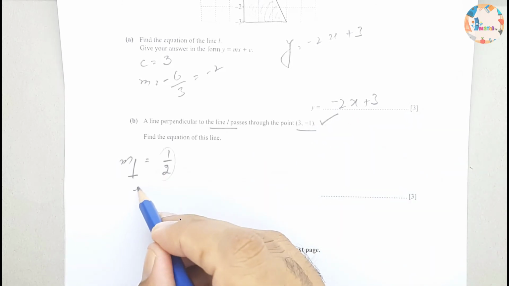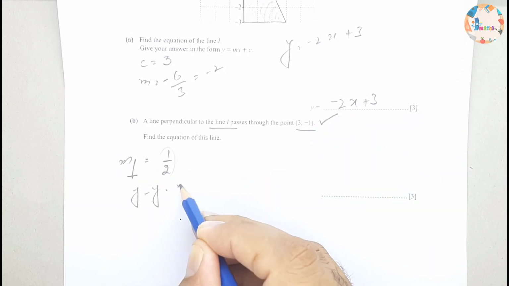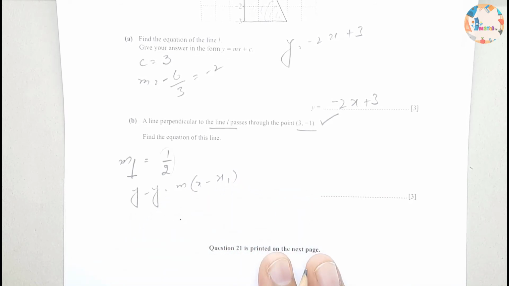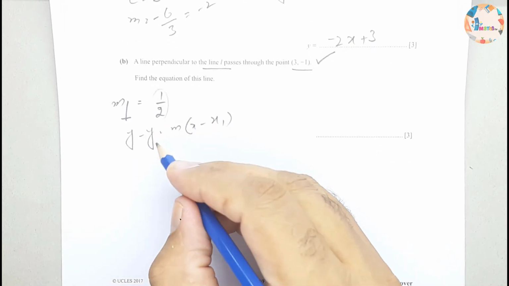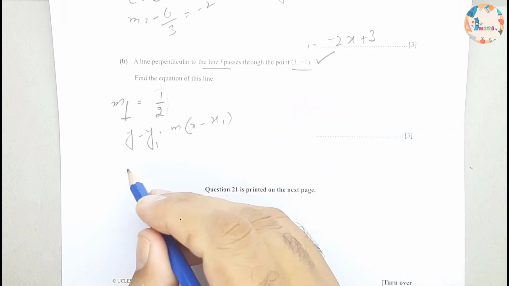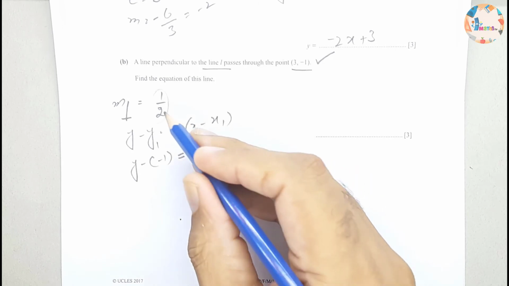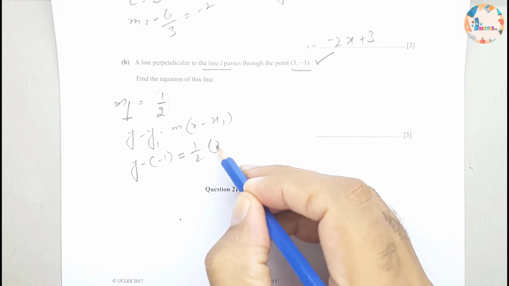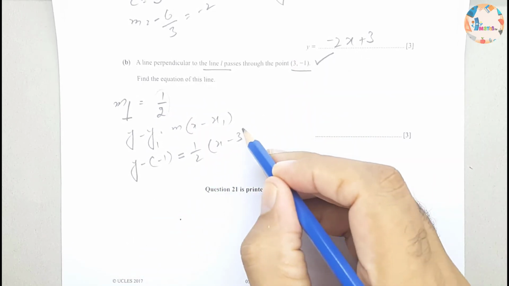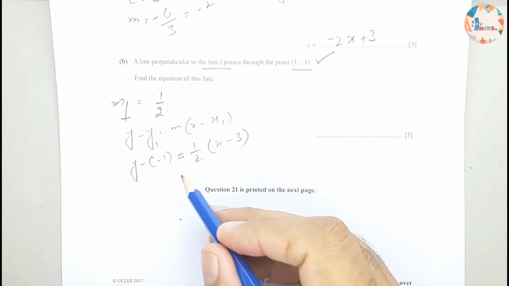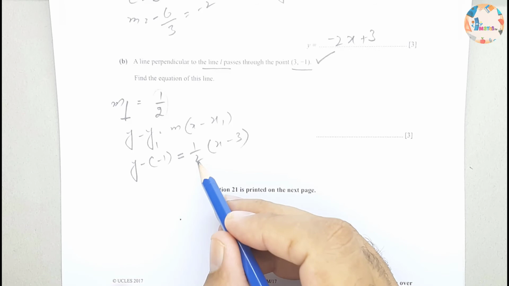So we can use formula y minus y1 is equal to m into x minus x1. So directly we will replace in this formula, y1 is minus 1, so y minus minus 1 is equal to m, which is 1 by 2, into x minus x1, which is 3. Now we just have to reshape into y is equal to mx plus c format.